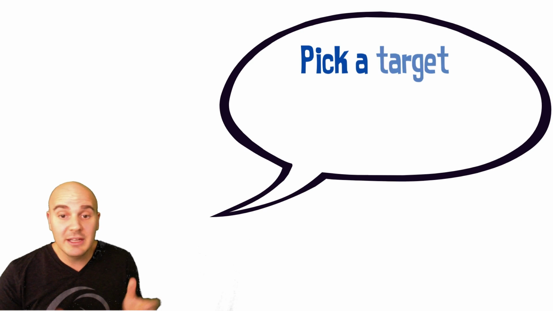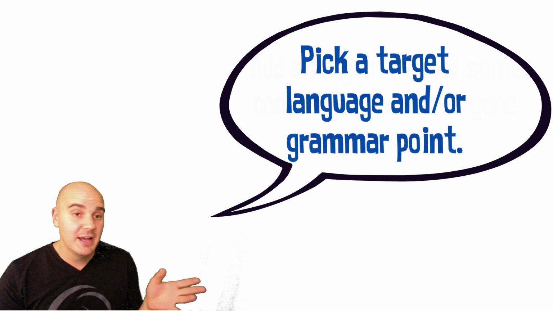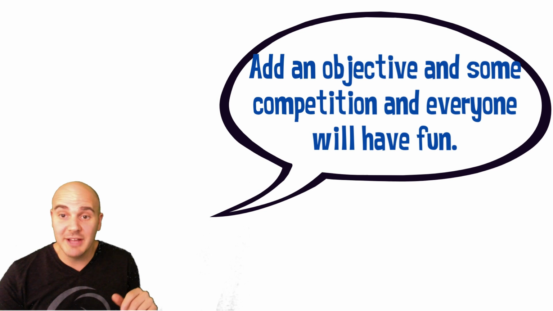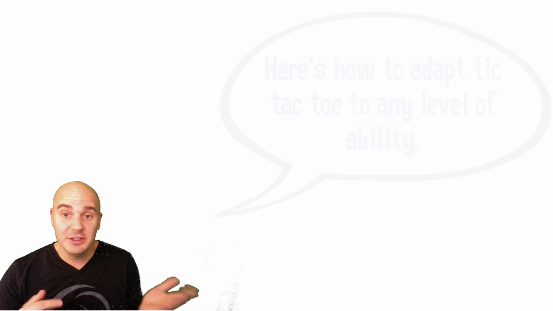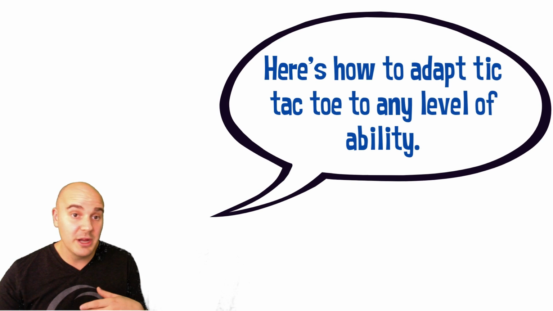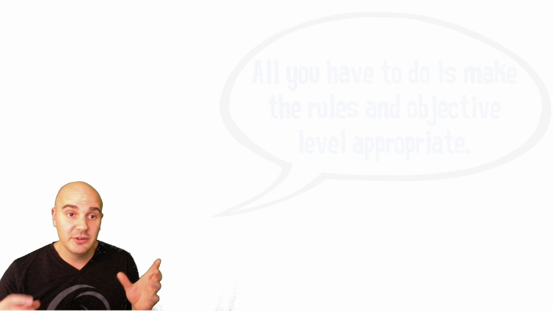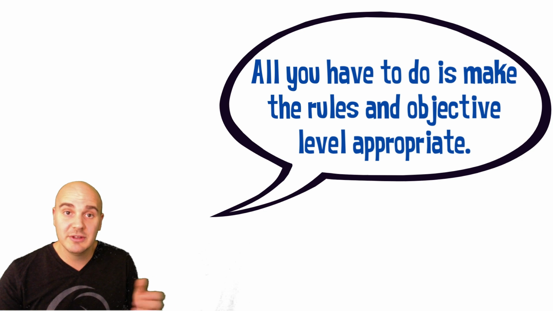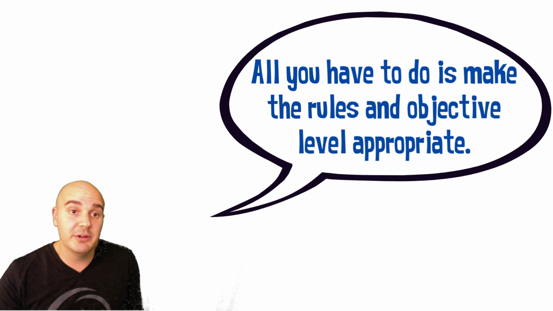You start by picking a target language or grammar point, add an objective and a little bit of competition, and basically everybody is going to have a good time. What I'm going to do right now is show you how you can take the game Tic Tac Toe. You can play it with 2-year-olds all the way up to high-level advanced adults. All you have to do is switch the target language, the ability, the grammar points. You switch the variables and you make them level appropriate.